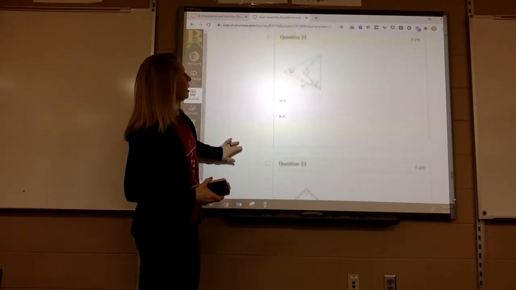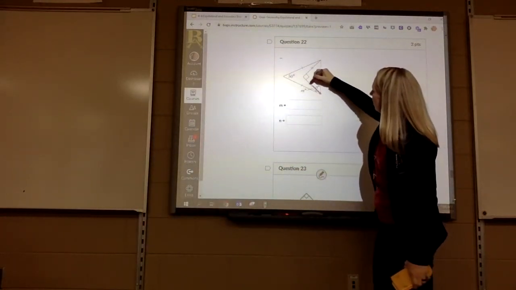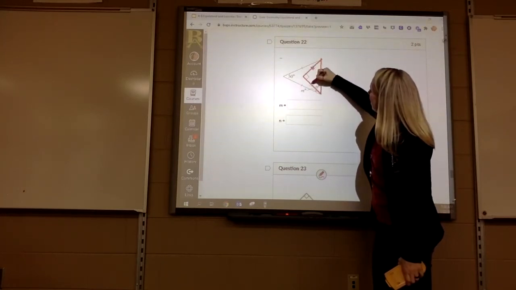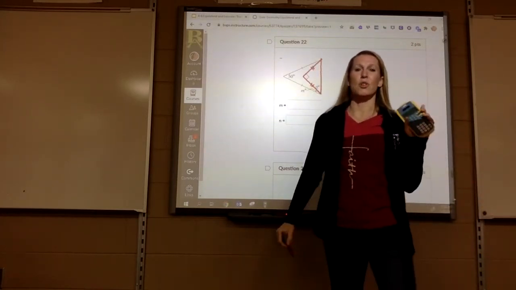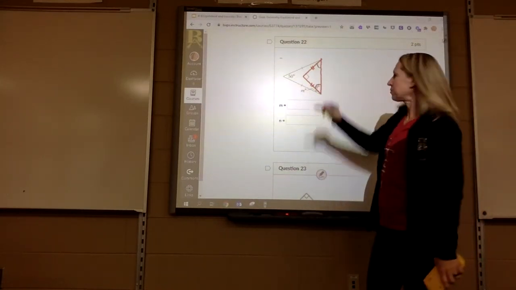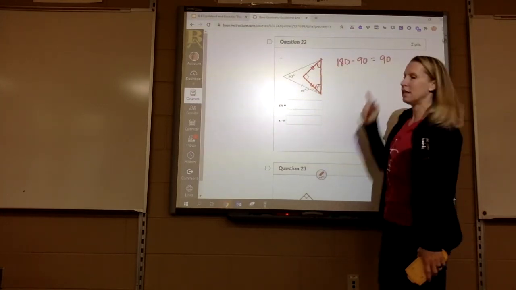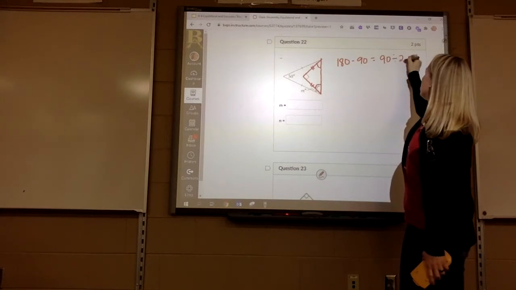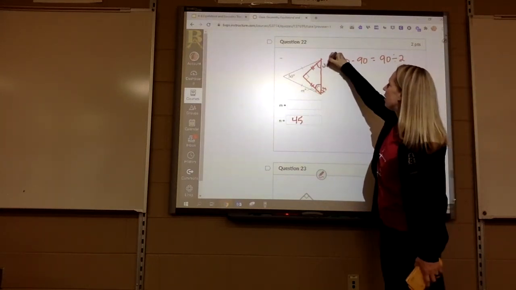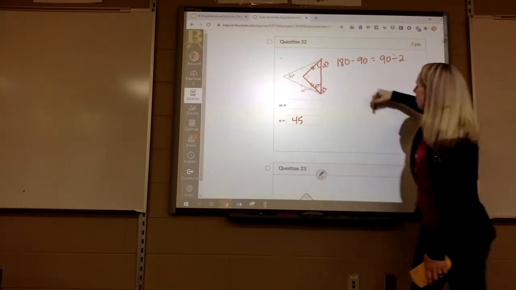Okay. So let's look at this one. I would start with this triangle. So it's an isosceles right triangle. So that means these two angles have to be equal. So if you do 180 minus 90, you get 90. And then divide by 2 to get each of these. So I know n has to be 45. 45, 45, 90.